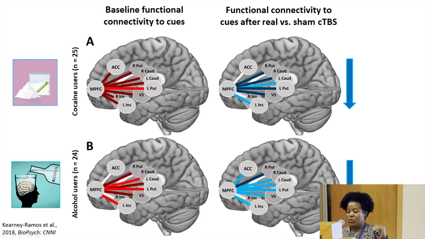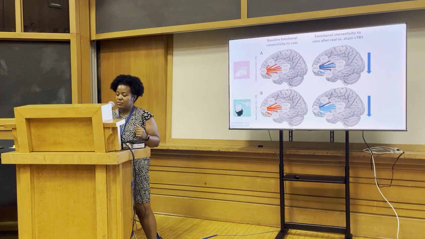And so we showed in cocaine users that at baseline, they did show an elevated drug cue related functional connectivity in the circuit, and that this was robustly attenuated following active but not sham inhibitory stimulation. So this was promising, but we also showed the same thing in alcohol users. So there was a transdiagnostic reduction in the drug cue related functional engagement of the circuit. So this was also really promising.